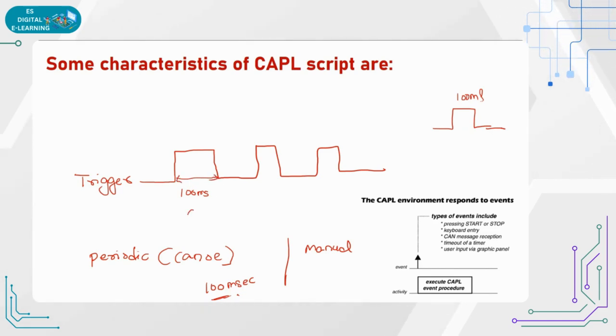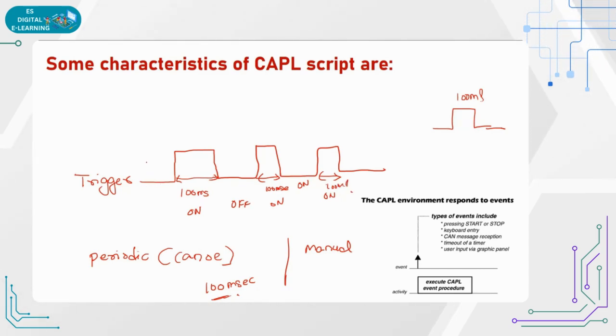Now this is on. Now it is off. After 100 milliseconds, again it will activate for 100 milliseconds. Again, this will be off. So again, in 100 milliseconds, it will be on. Like this, we are doing the triggering.